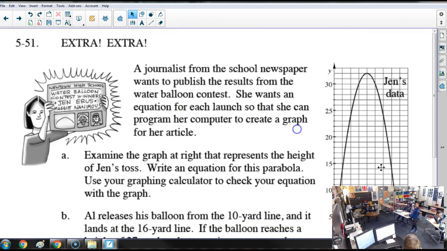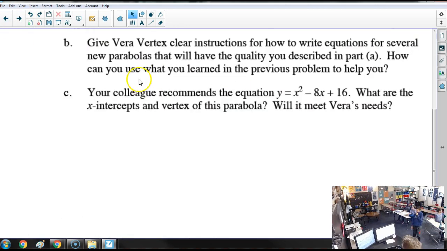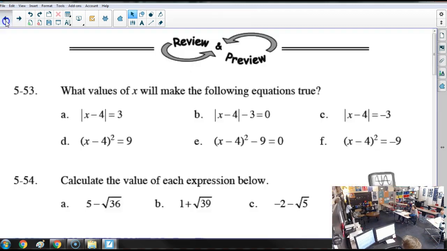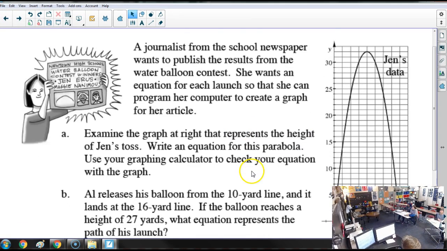Agitated. Alright, last thing we're gonna do, and then I will let you guys start your homework. Quality, vertex, control. That was what we just did. Why would you make up a parabola that you have to do extra?